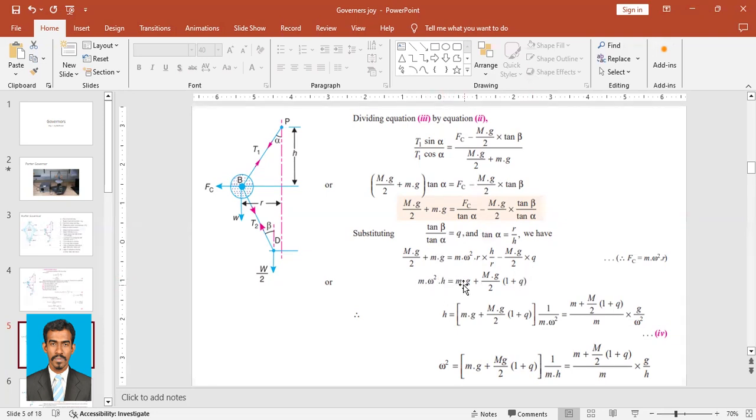So h is equal to small mg plus capital Mg by 2 into 1 plus q upon m omega squared. So 1 upon m omega squared can further be reduced. If we take m inside, this m and this m will be cancelled out. So what will happen is m plus Mg by 2 into 1 plus q into g upon omega squared.